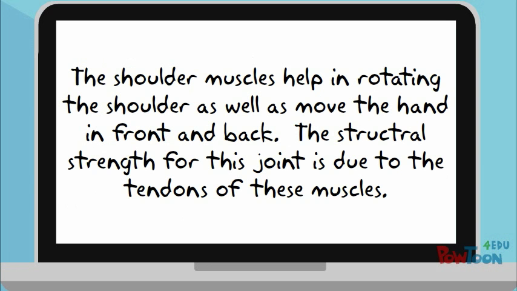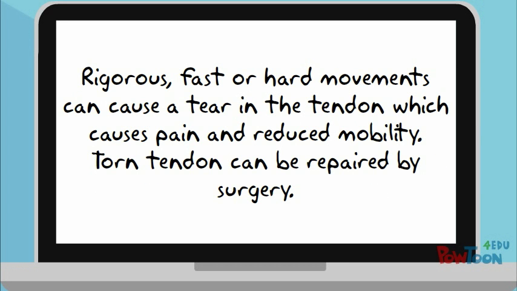The shoulder muscles help in rotating the shoulder as well as move the hand in front and back. The structural strength for this joint is due to the tendons of these muscles. Rigorous, fast, or hard movements can cause a tear in the tendon, which causes pain and reduced mobility. Torn tendon can be repaired by surgery.